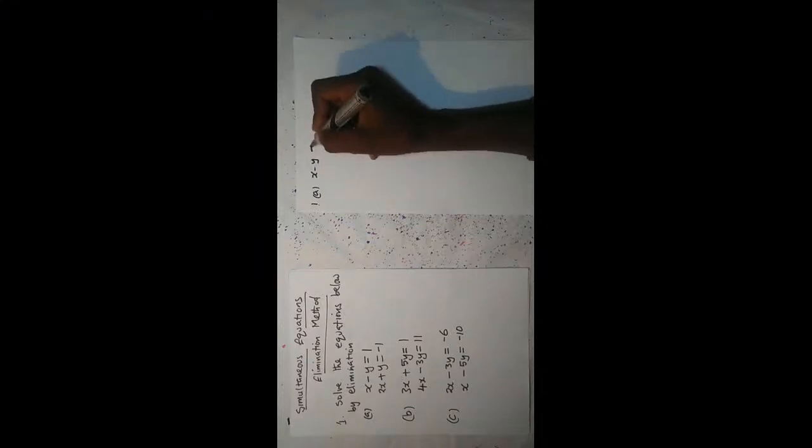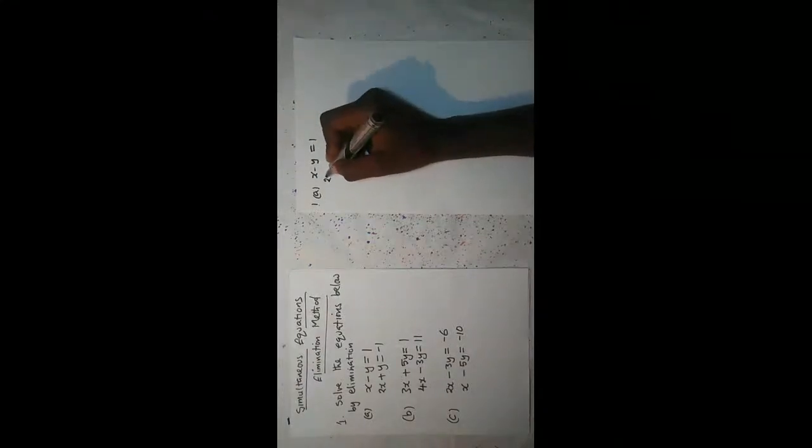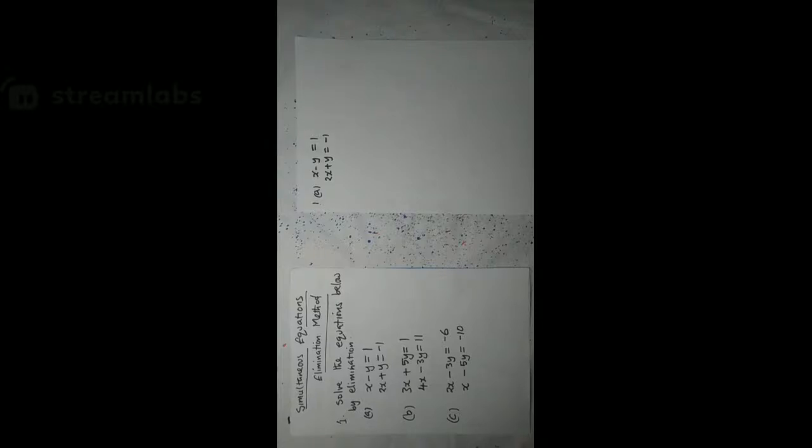The first question, part A, is x minus y is equal to 1 and 2x plus y is equal to -1. This is the first set of equations that we are going to solve. Remember, when we ask you to solve questions by elimination, we want you to find the value of x and also the value of y. So we are going to solve these two equations at the same time.